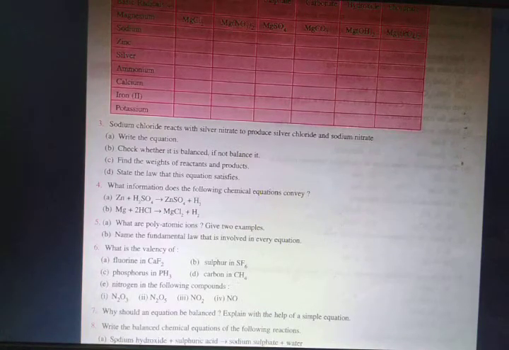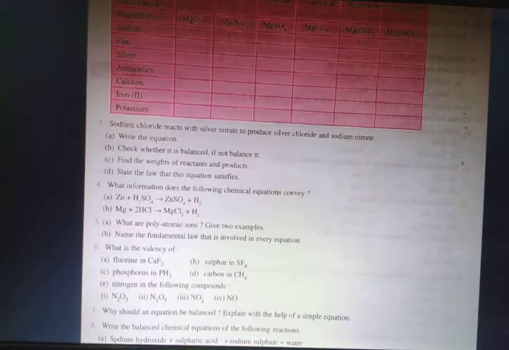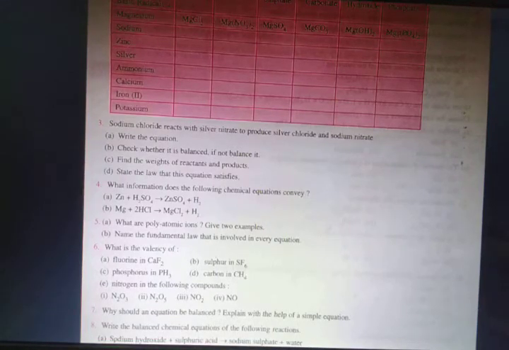What's the valency of fluorine? It's 1. Sulfur in SF6 is 6, phosphorus in PH3 it's 3, carbon in CH4 it's 4, nitrogen in the following compounds: N2O3 that's 3, N2O5 it's 5, NO2 that's 4, NO it's 2.